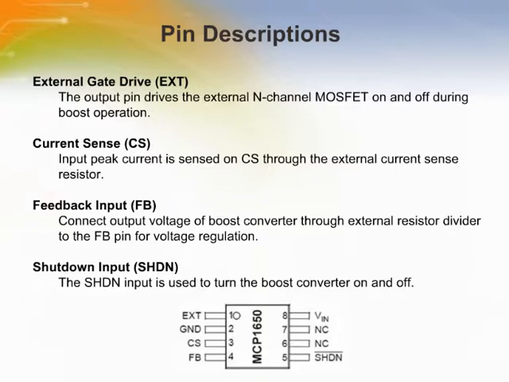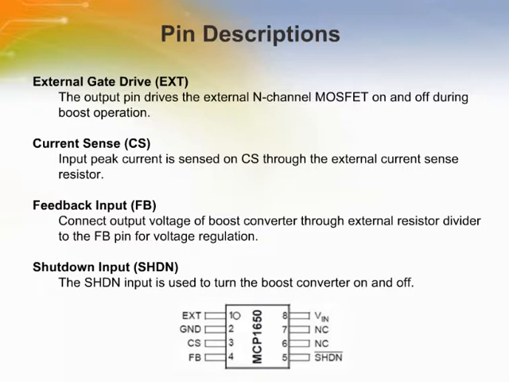Here are pin descriptions of the device. External gate drive output drives the external N-channel MOSFET on and off during boost operation. Input peak current is sensed on the current sense pin through the external current sense resistor. When the sensed current is converted to a voltage, the current sense threshold is typically 12 millivolts below VIN. If that threshold is exceeded, the pulse is terminated asynchronously.